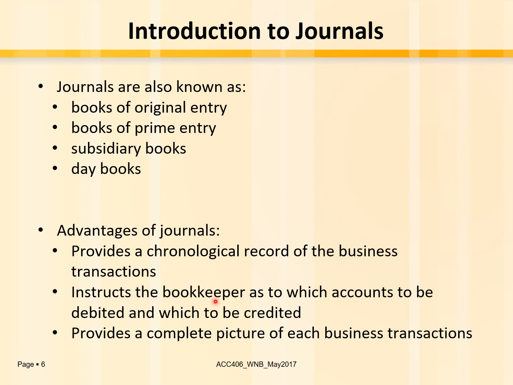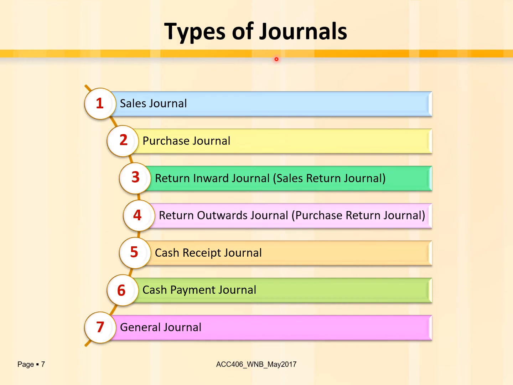And then they instruct the bookkeeper as to which account to be debited and which to be credited. So, bila you buat journal, you akan identify kat situ yang mana debit, yang mana credit. So, bila you prepare that one, you akan indirectly bagi instruction kepada the bookkeeper. So, bookkeeper ni tak adalah confused yang mana nak debit, mana nak credit. Next adalah the provide a complete picture of each business transaction. Move on. These are the types of journal.